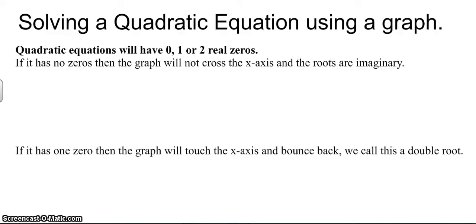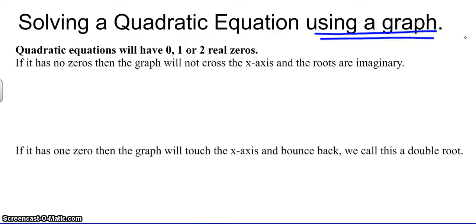Alright, we've talked a lot about solving quadratic equations and how when we are looking for the zeros or the roots, what we're really looking for is where the graph crosses the x-axis. So it makes sense then that we can use a graph and work backwards from it to find those values where our parabola is intersecting with the x-axis.